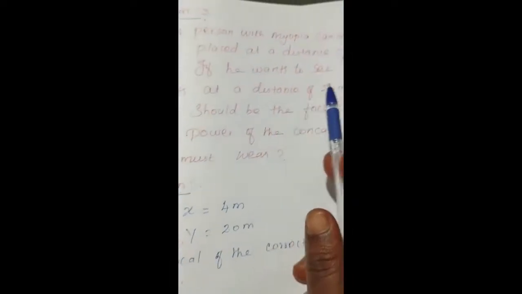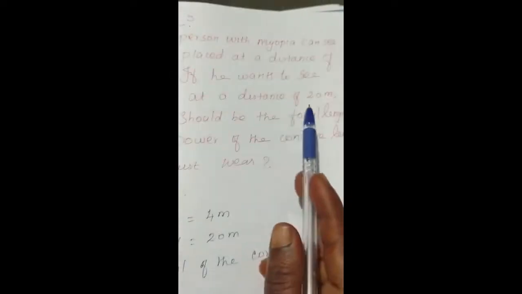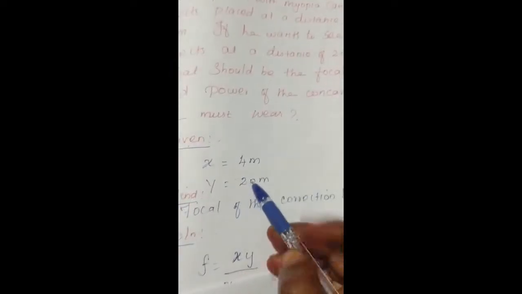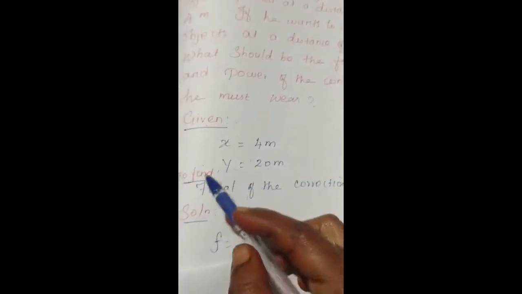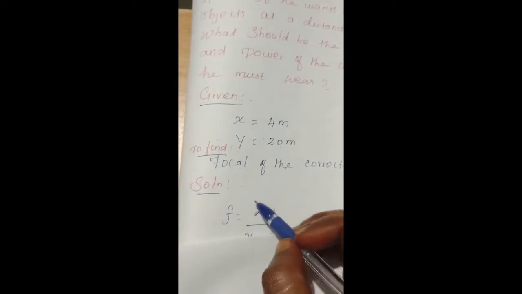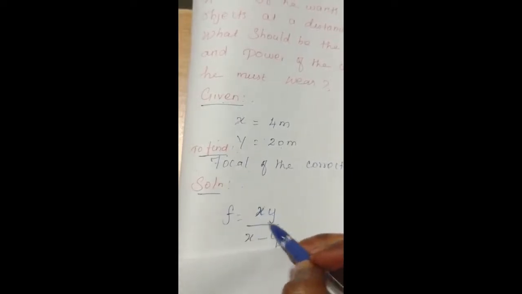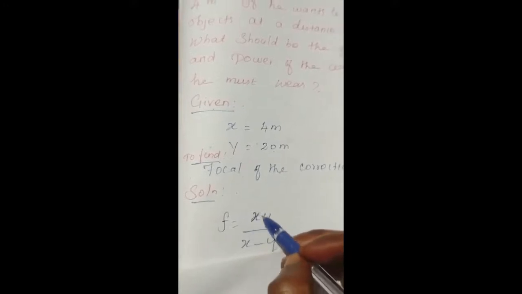But he wants to see objects at a distance of 20 meters. So y value is also given as 20 meter. We have to find the focal length of the correction lens. What's the formula? F is equal to xy by x minus y.